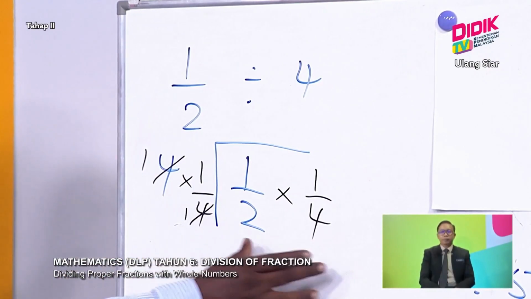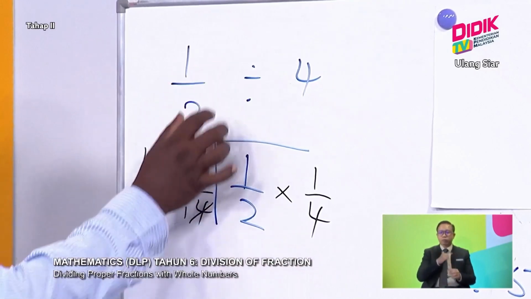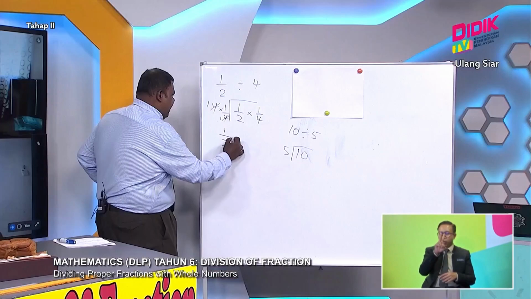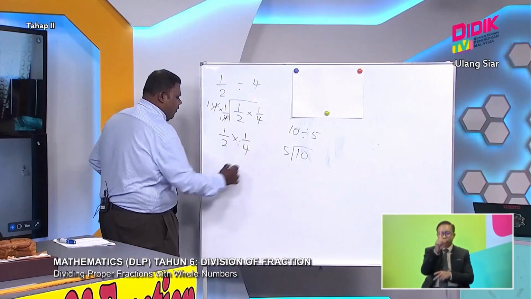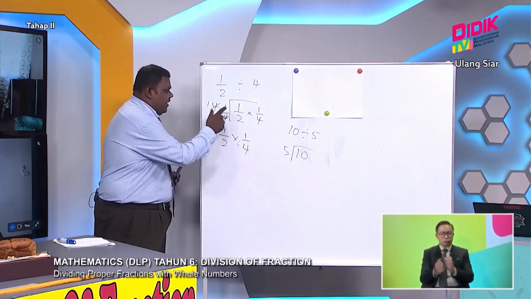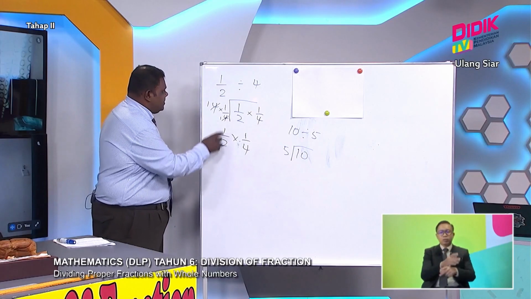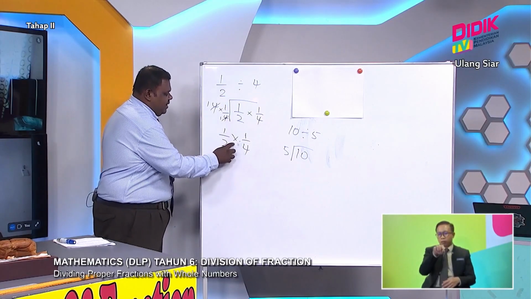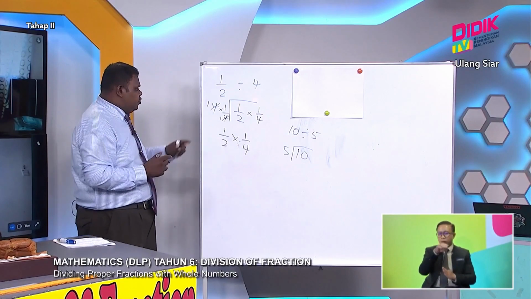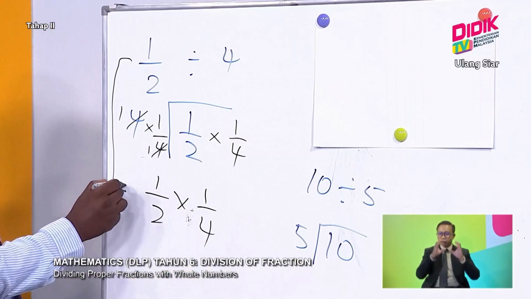So the number, when you divide with 1, is this number itself. So we can change 1/2 divided with 4 to 1/2 multiply with 1/4. This is how we inverse a fraction division into multiplication. When we inverse, 4/1 will become 1/4. Usually we don't write these steps, so from this step, we will move to this step.